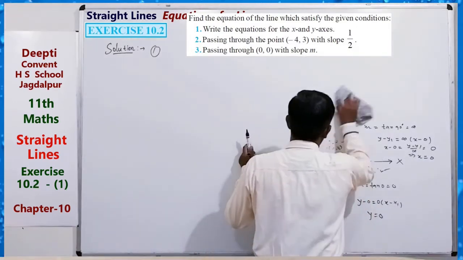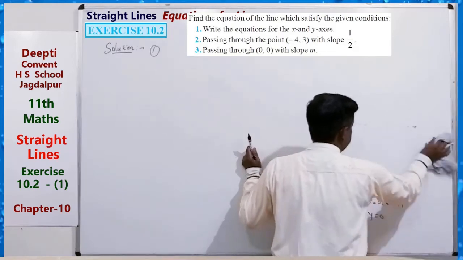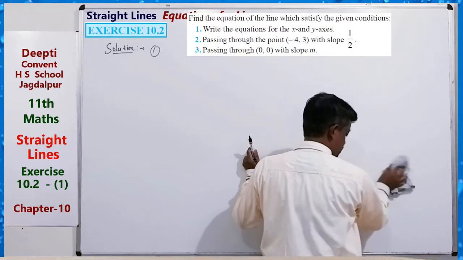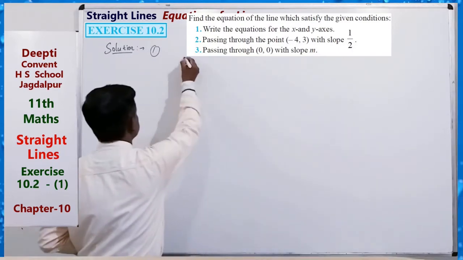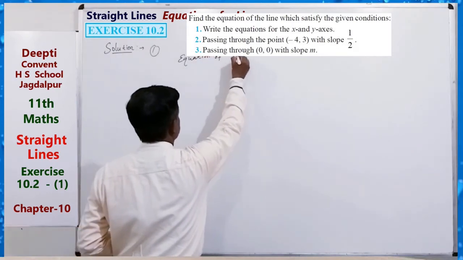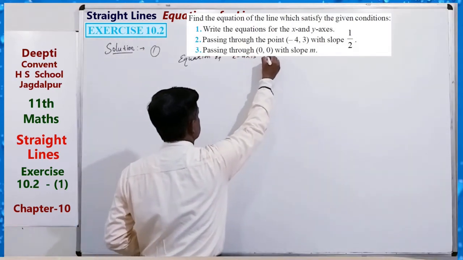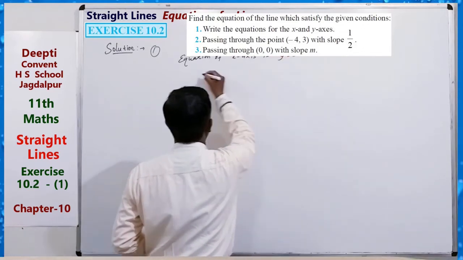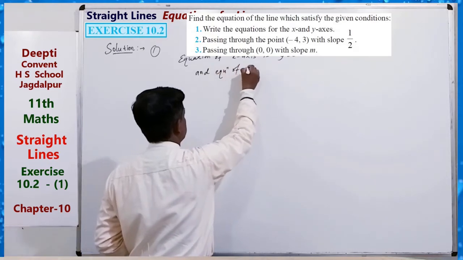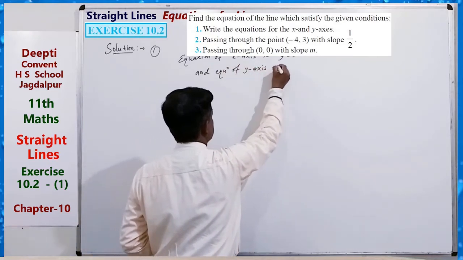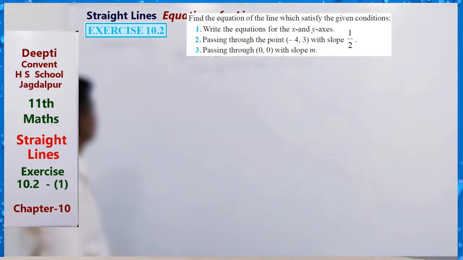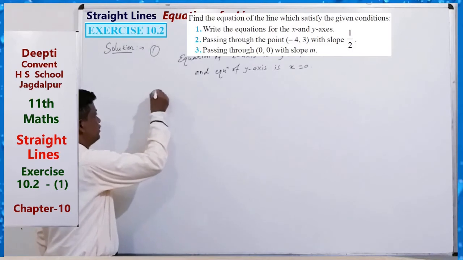So we can write that the equation of the x-axis is y equals 0 and the equation of the y-axis is x equals 0. Okay, now question second.